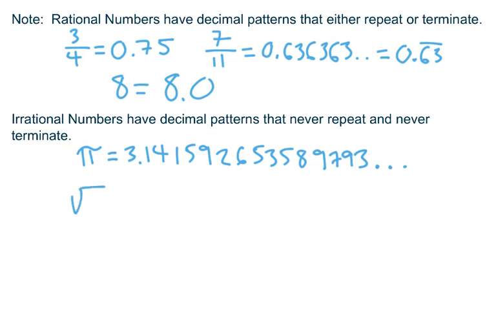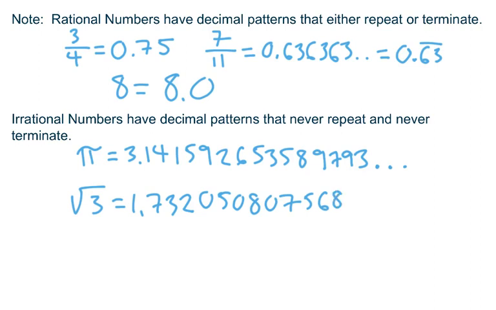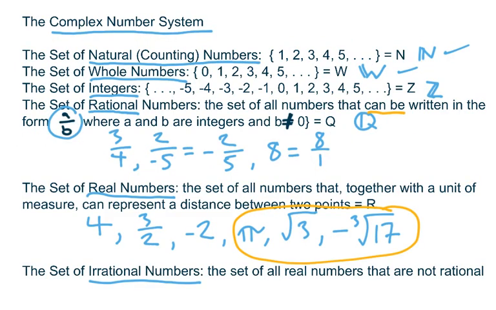The principal square root of 3, its decimal pattern is 1.7320508007568877. And so even though in there you might see some patterns that look kind of intriguing, there's actually never a repeating pattern, and it never terminates. So rational numbers and irrational numbers together, they form the set of real numbers. Going back a slide.